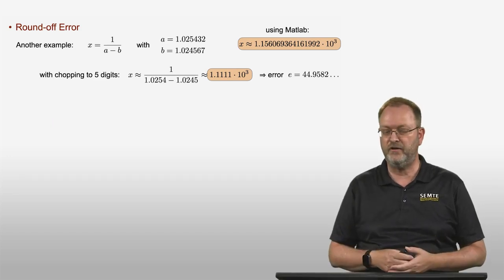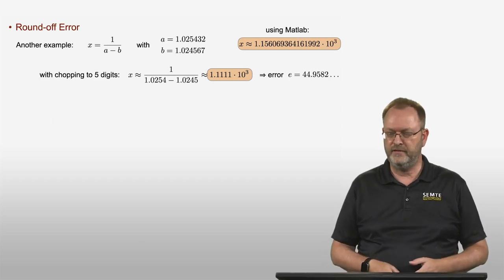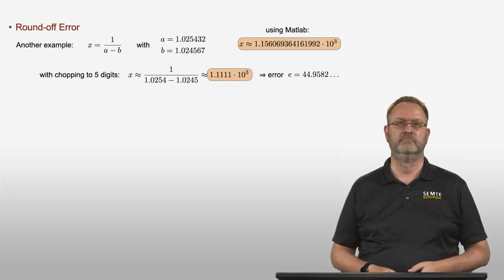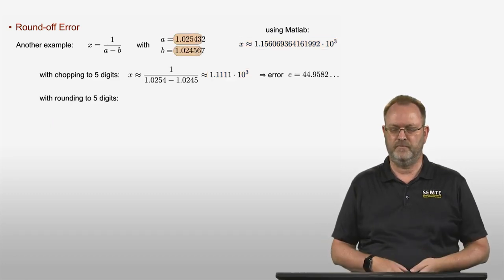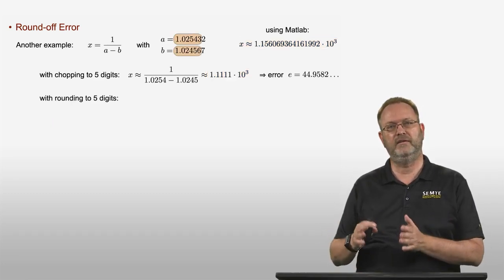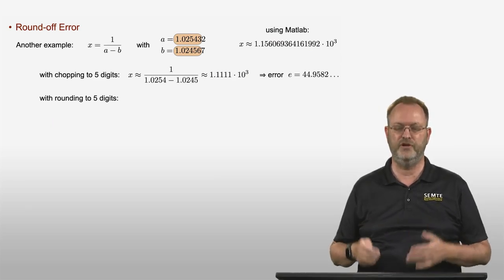We can calculate the error of our chopping to 5 digits, which is 44.9582. Now let's do rounding to 5 digits, right? In order to round, we have to look at the 6th digit and decide whether the 5th digit has to be rounded up or not.